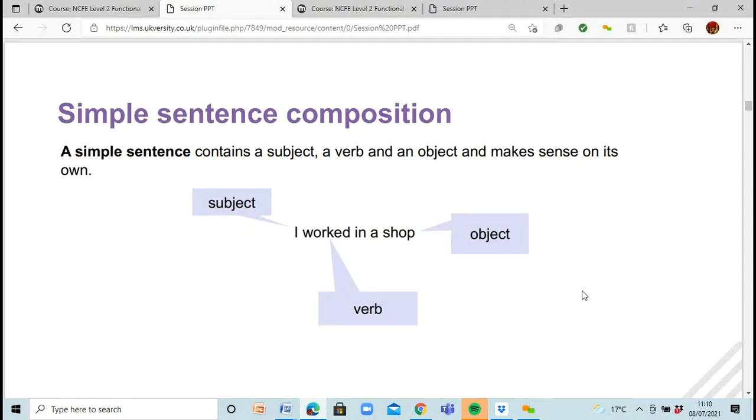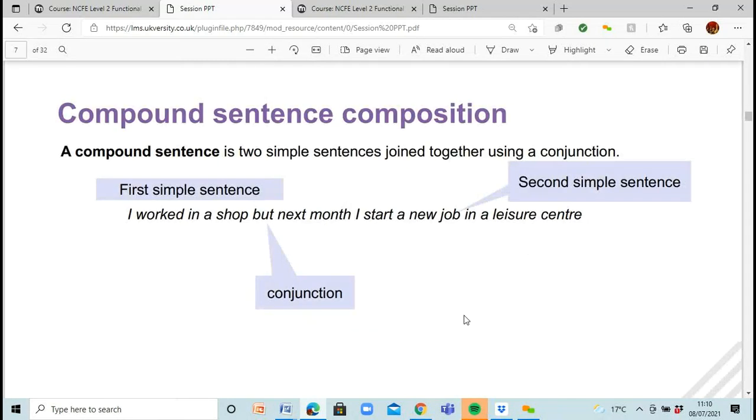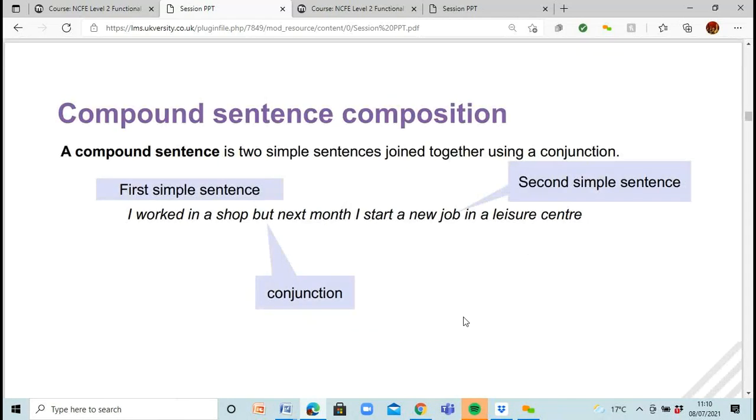So a simple sentence composition. So we've got the subject is I, so it's me. Verb is worked and the object is a shop. So we've got all three in here, subject, verb and object. I worked in a shop. Nice and simple and straightforward. It's not flowering it, it's just out there and that's it.